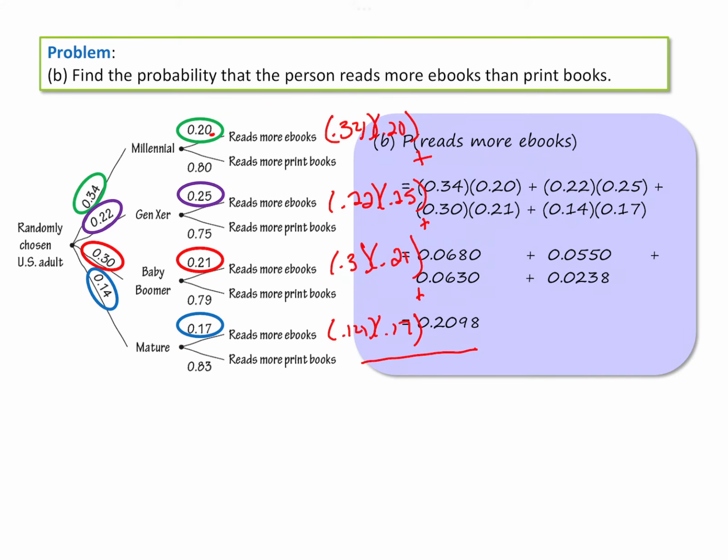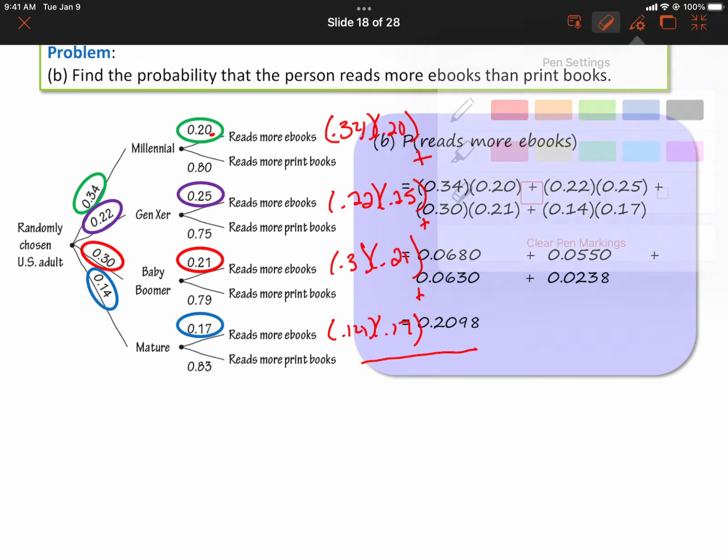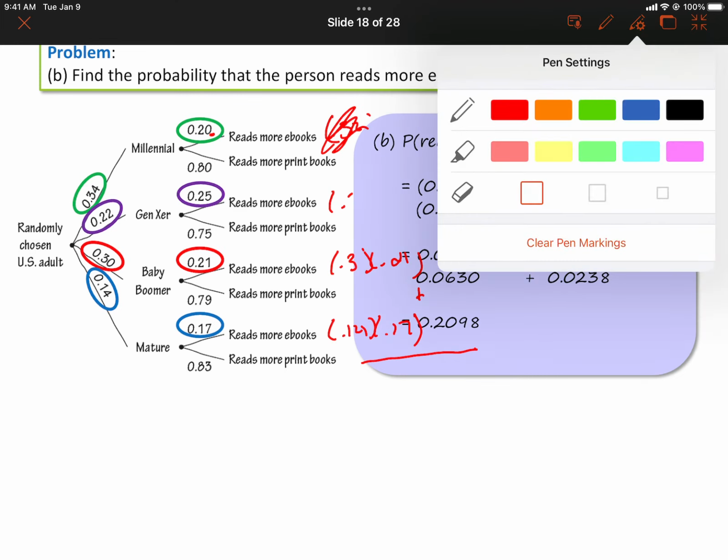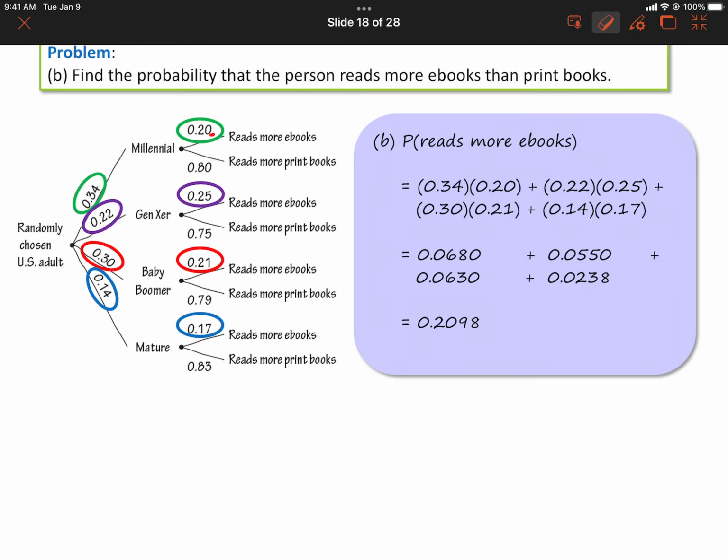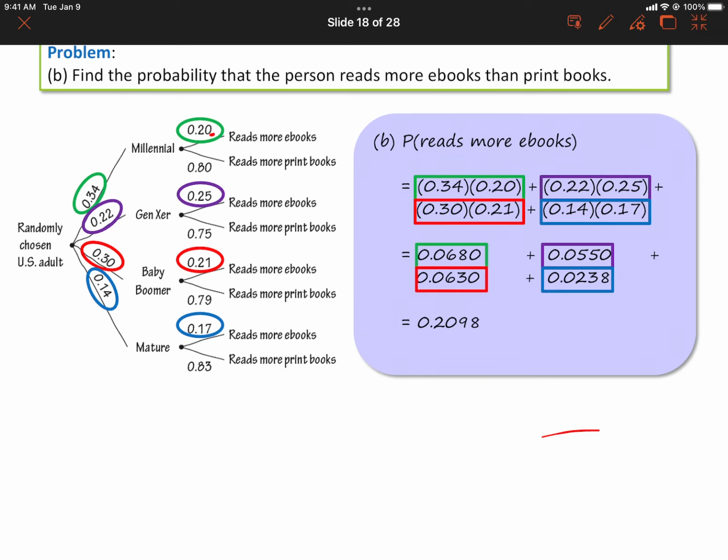So if we do that, I'll erase my writing over here. You can see where we were multiplying and adding all of those together. You can see we had our 0.34 and our 0.2, we had our 0.22, 0.25. We multiply them all out, we get these four numbers, add them all together, and we get 0.2098, which is our final probability of everything together. Okay, so our tree diagram helped us out there when we were looking at it.